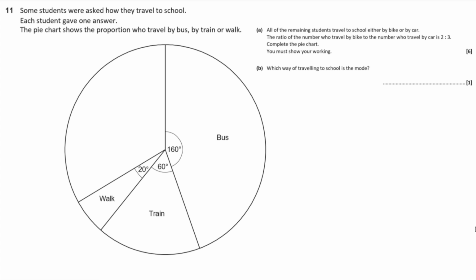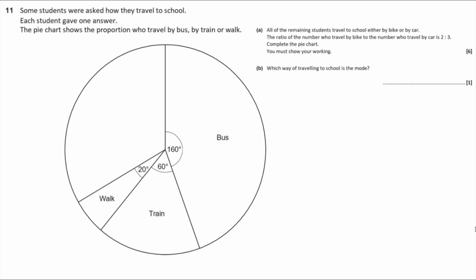Question 11. Some students were asked how they travelled to school. Each student gave one answer. The pie chart shows the proportion who travel by bus, by train, or walk. Part A says all the remaining students travel to school either by bike or car. The ratio of the number who travel by bike to the number who travel by car is 2 to 3. Complete the pie chart. You must show your working.